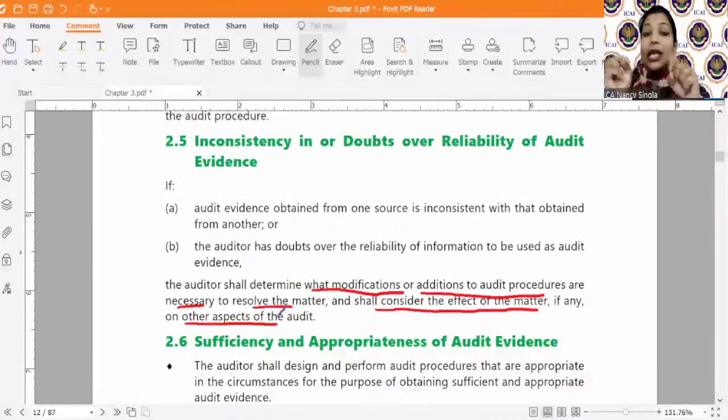Second, they may contradict each other. One of the audit evidences with respect to debtors is saying that the balance is 9 lakhs. Total debtors are 9 lakhs. However, the ledger's balance is appearing to be 10 lakhs. So I can say they are contradicting each other.